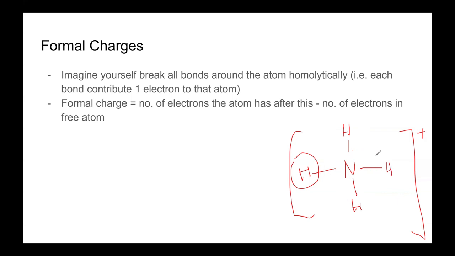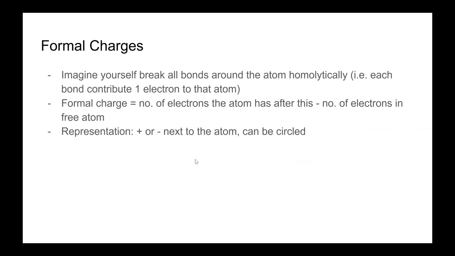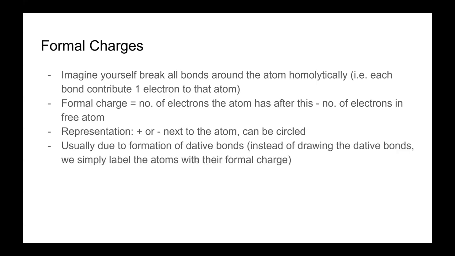So one way we can represent the formal positive charge is, instead of drawing this bracket with a charge, we can just label a plus near the nitrogen and we circle it. And that's how we represent a formal positive charge. So the representation is just a plus or minus. You can circle it next to the atom. And these formal charges usually are due to the formation of dative bonds. So in this case, the nitrogen donates its lone pair to an H plus ion.